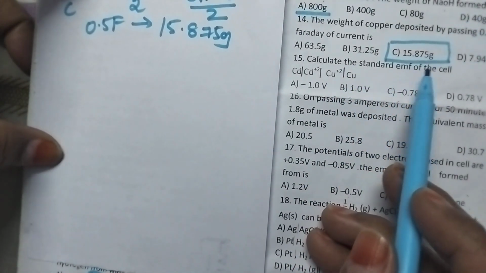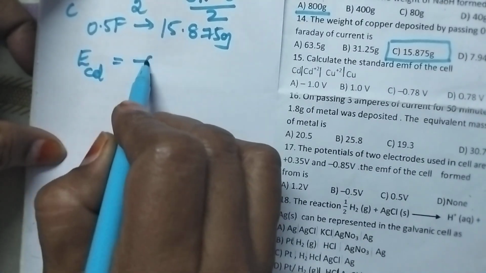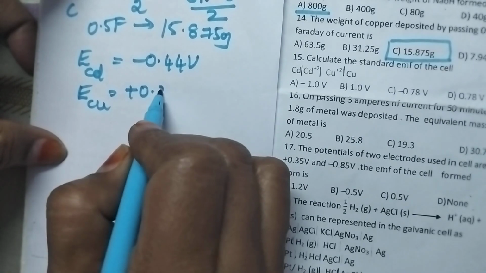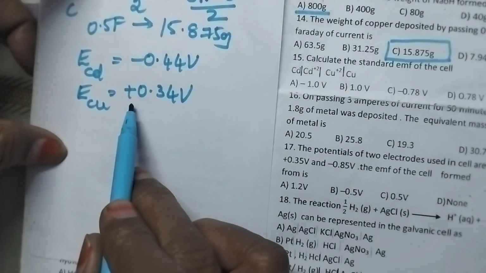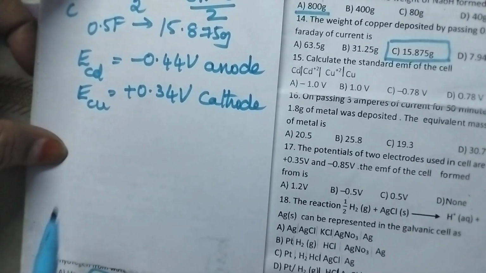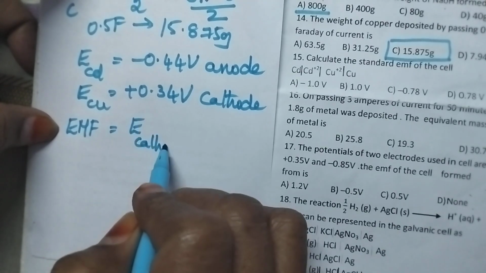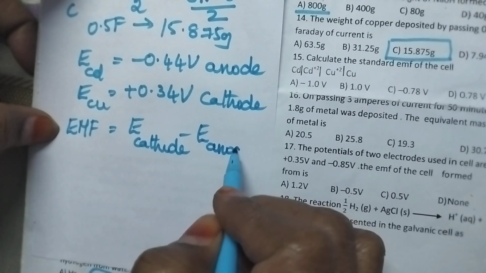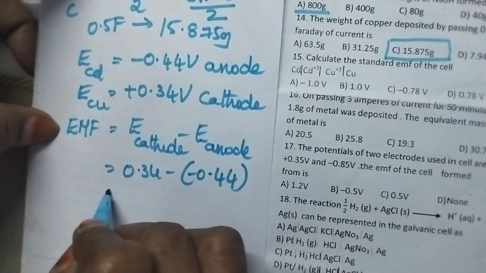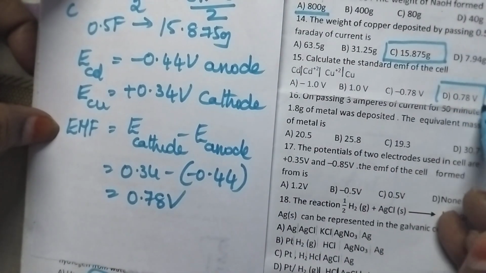Calculate the standard EMF of the cell, cadmium and copper. Here the electrode potential of cadmium is minus 0.44 volts and the electrode potential of copper is plus 0.34 volts. So always an electrode with higher potential will act as cathode and the other electrode will act as anode. And how to calculate EMF? So EMF of the cell is equal to E cathode minus E anode. That implies 0.34 minus of minus 0.44, and that is equal to 0.78 volts. So in this case option D is the right answer.